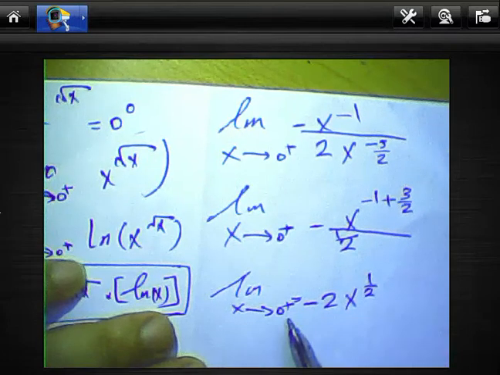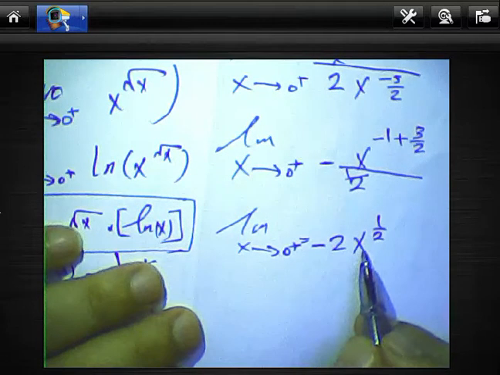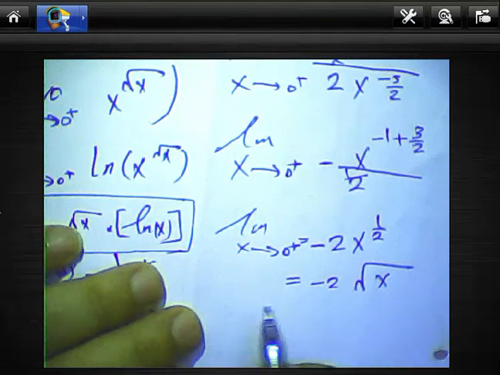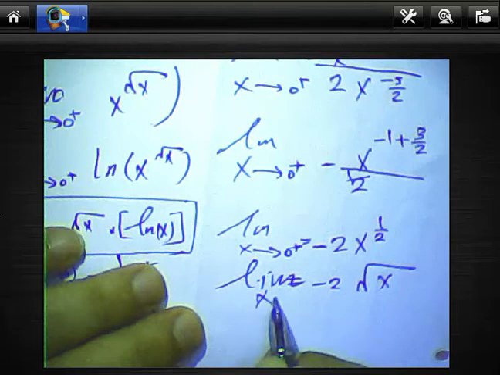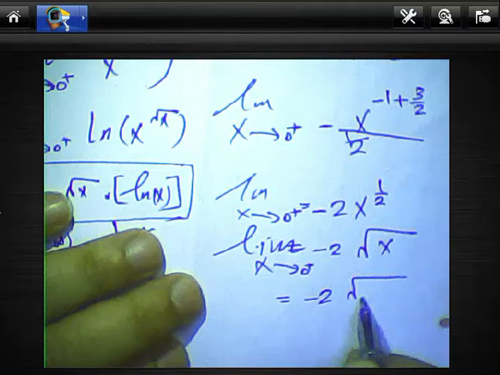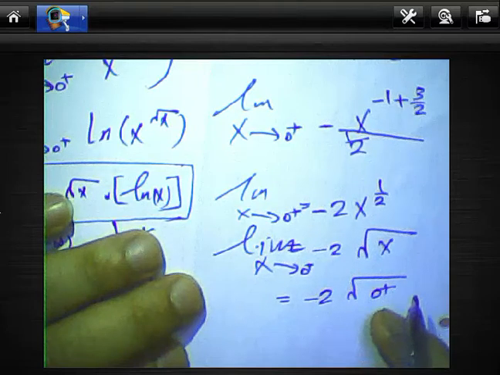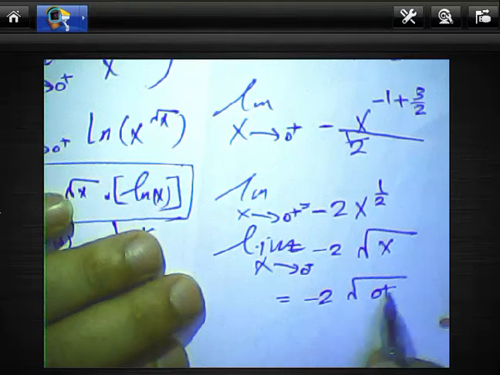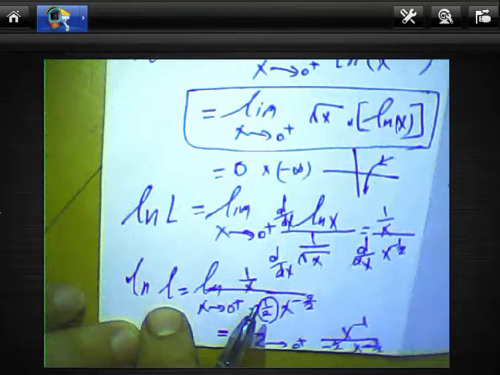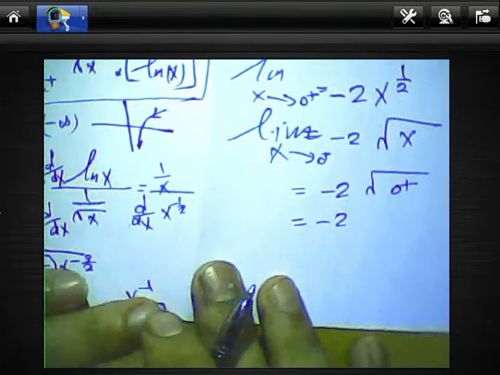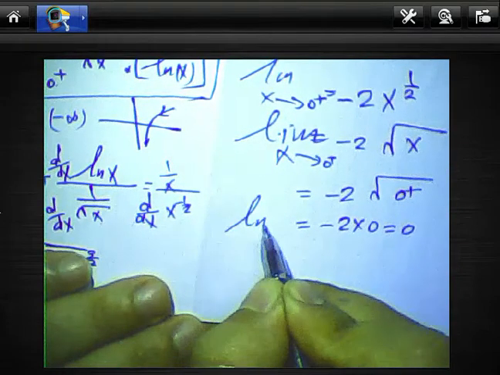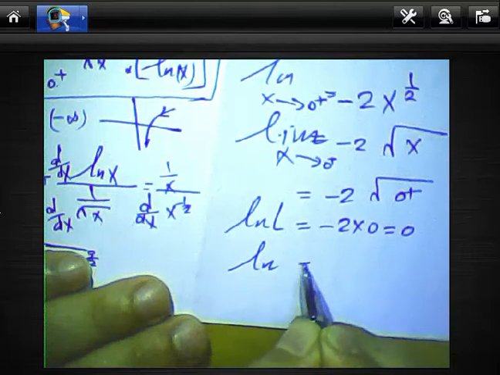And then we can find the result by putting 0 here. So the result will be what? The result will be negative 2 root of x when x approaches 0 plus. If we put the value here, negative 2 multiplied by root of 0 plus. Root of 0 equals 0, so negative 2 multiplied by 0 equals 0. Then we have ln of L equals negative 2 multiplied by 0, equals 0. So ln of L equals 0.